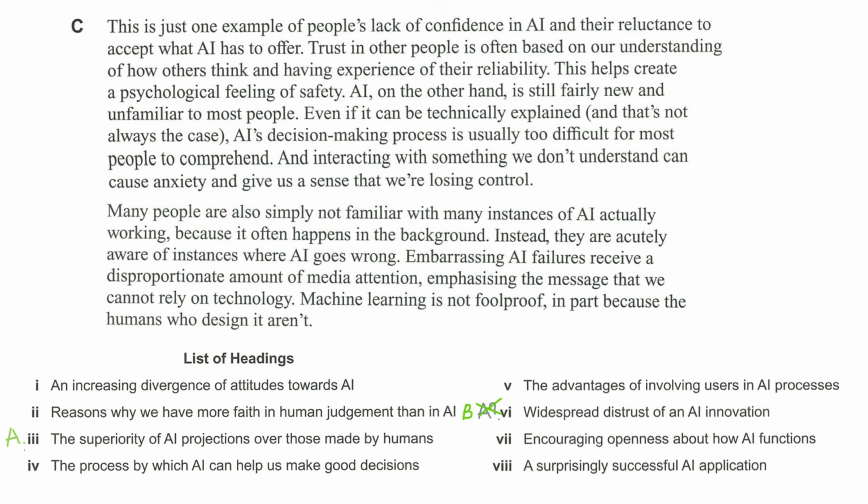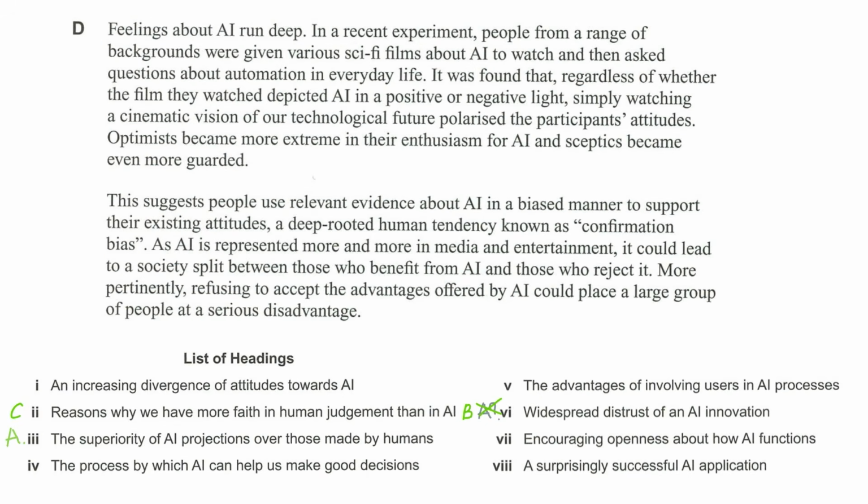Section C. Pause the video now. Let's continue. We've read that trust in other people is often based on understanding and experience, but AI is still fairly new and unfamiliar. People feel anxious, and they are acutely aware of instances where AI goes wrong. Read option 2. Reasons why we have more faith in human judgment than in AI. That's our answer. And the next question is D.